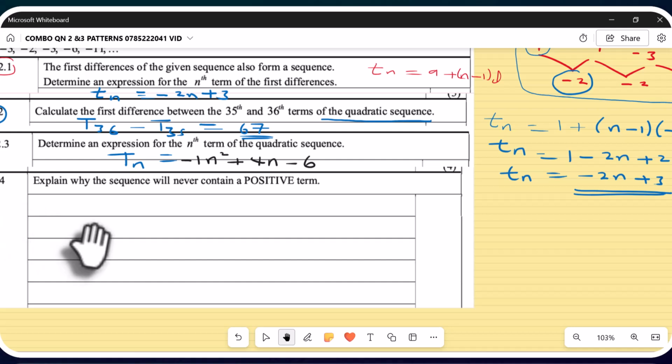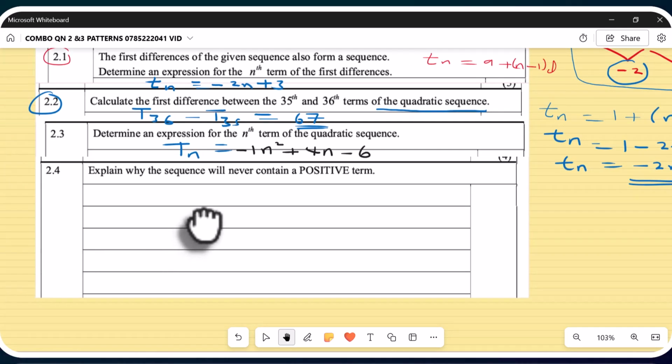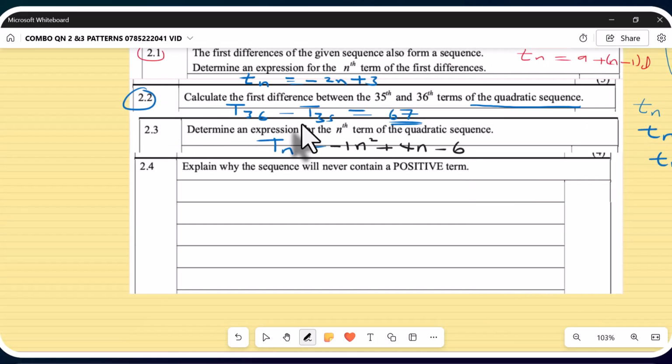When I do so, this part in blue is a perfect square, which is given by (n - 2)², plus 2. Now don't forget that outside I've got a negative 1.